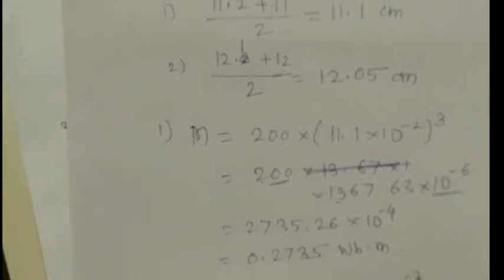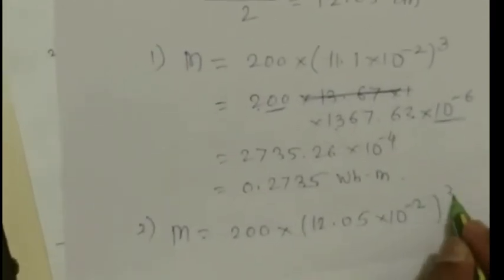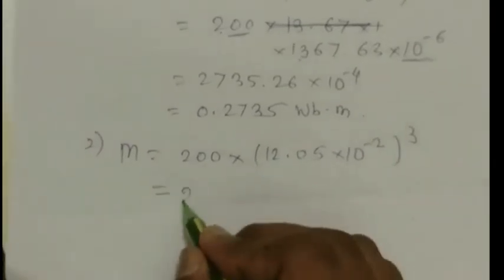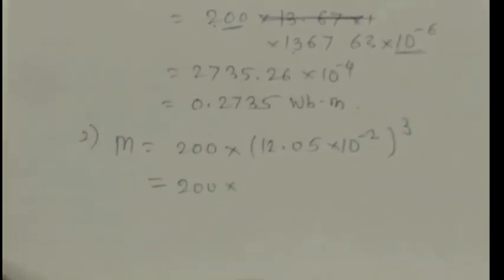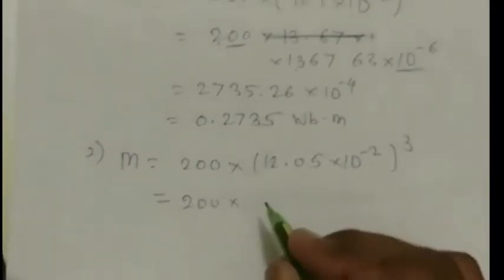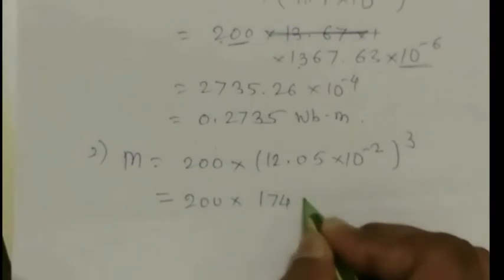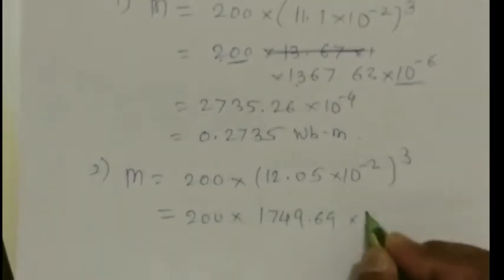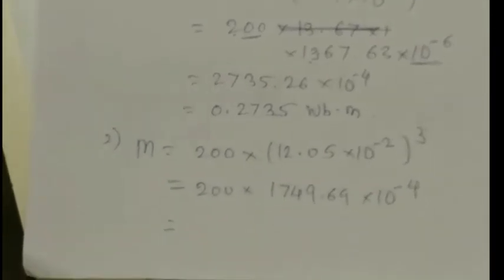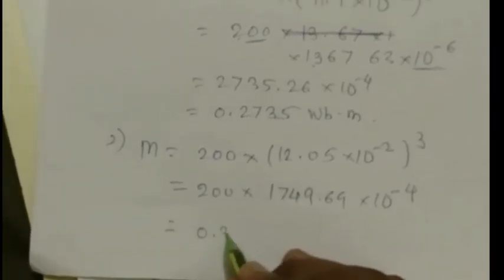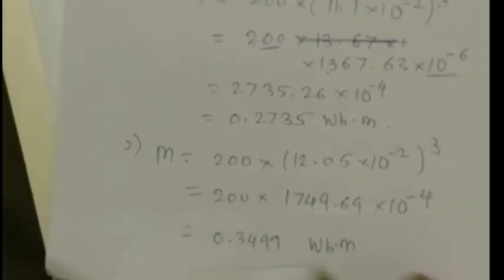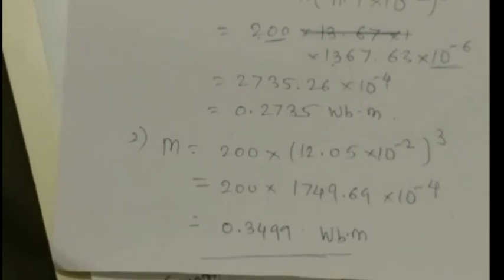Now for the second case, M is equal to 200 into 12.05 into 10 to the power minus 2, bracket cube. If we solve this, similar to the above case, 200 into 12.05 cube, which is equal to 1749.69 into 10 to the power minus 4. If you solve this, you will get 0.3599 Weber meter. So this is the magnetic moment of the second magnet.